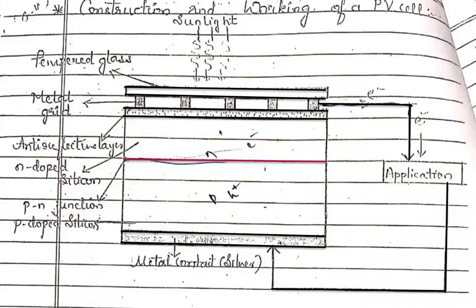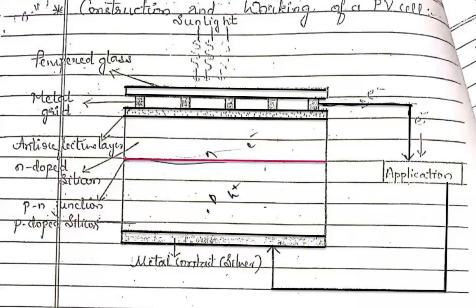Phosphorus is pentavalent, boron is trivalent. Phosphorus being pentavalent has 5 electrons. Out of 5 electrons, 4 electrons will form covalent bonds with 4 silicon atoms. What about the fifth electron? The fifth electron remains as an excess electron. So N-type has an excess electron. Silicon is tetravalent, so with 4 silicon atoms, 4 phosphorus electrons will bind, and the fifth electron will remain as an excess electron.